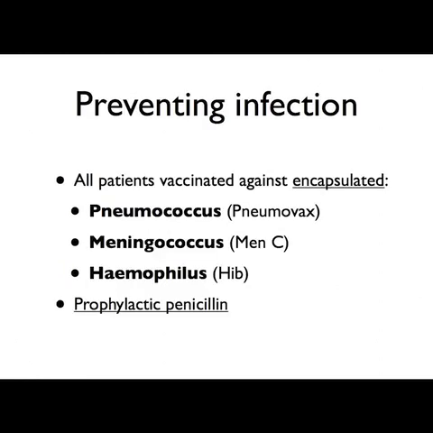So, after your patient has had a spleen out, they need to be vaccinated against encapsulated organisms. The important encapsulated organisms are pneumococcus, meningococcus, and Haemophilus. You use Pneumovax against pneumococcus, MenC against meningococcus, and Hib against Haemophilus. Patients also need prophylactic penicillin, usually for life.